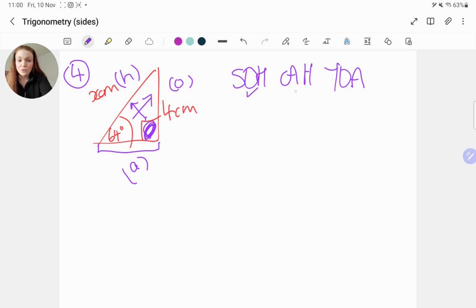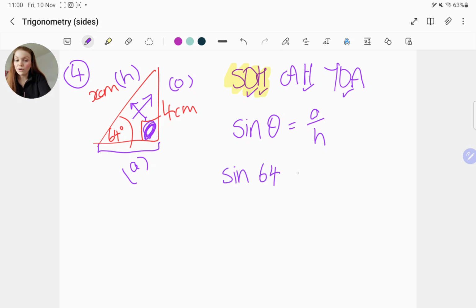So we have O, okay? And we want to find H. So the one we're going to use is sine. So we say sine theta equals O over H. Hard part done. All we have to do now, same as every single time, substitute in our values. So sine theta is 40 equals O, which is 4 over H, which is the one we want to find. So I might actually call that X.